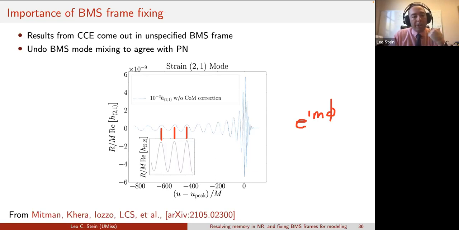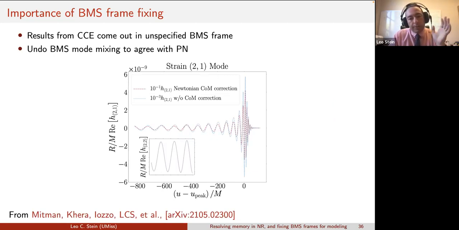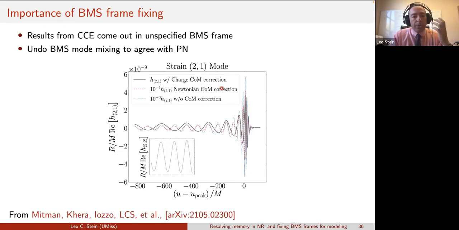And because we're in the wrong BMS frame, this is mixing into the 2-1 mode. So this is not agreeing with post-Newtonian theory. If we do this old thing of fixing the center of mass in a Newtonian way, it fixes 2 orders of magnitude of the problem. But the frequency is still wrong. Finally, if you use the new BMS frame fixing procedure, you can see that you get the correct frequency for the 2-1 mode. So you can undo the mixing by going to the correct BMS frame.